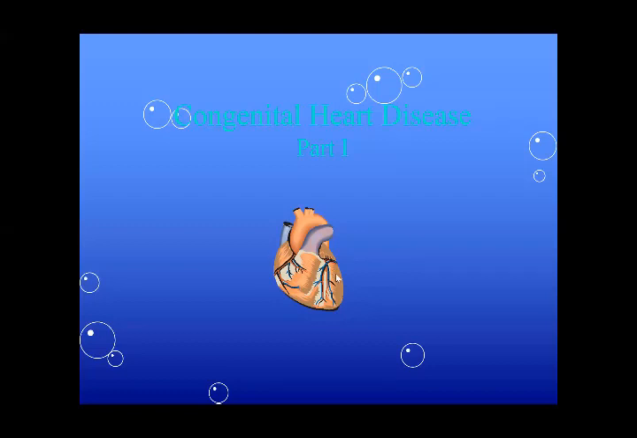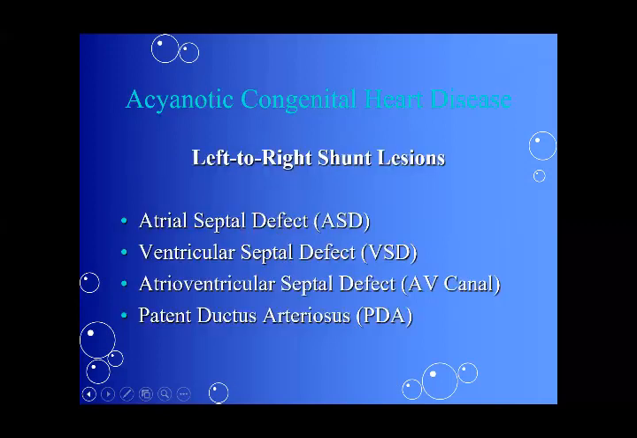So beta, there is a large variety of congenital heart diseases. Basically there are two types of heart diseases: cyanotic congenital heart diseases and acyanotic congenital heart diseases. These are divided into the two types. Today we are going to discuss the acyanotic congenital heart disease.